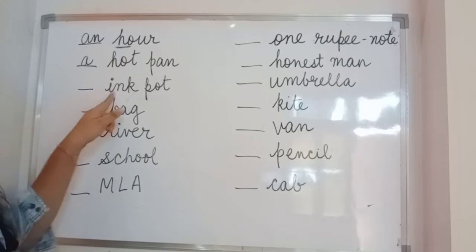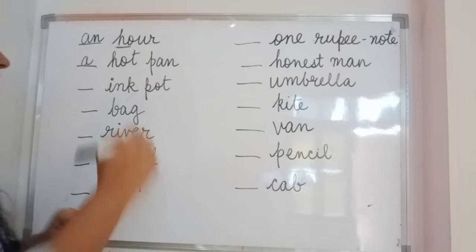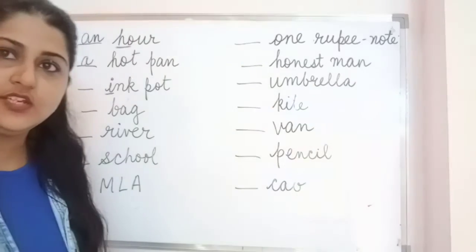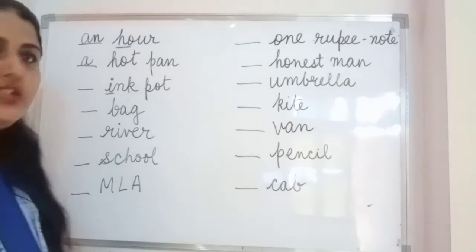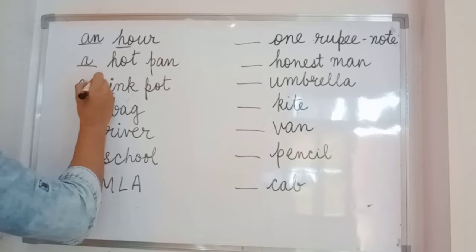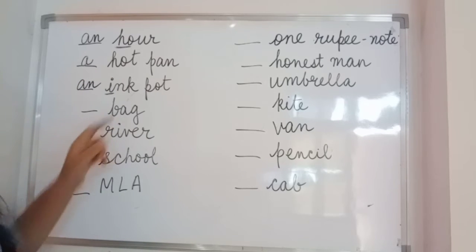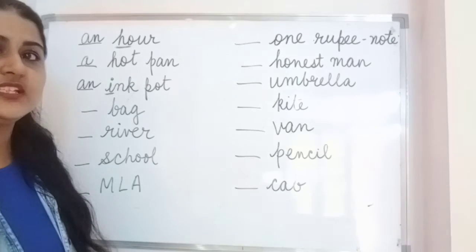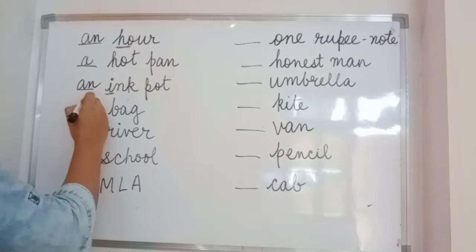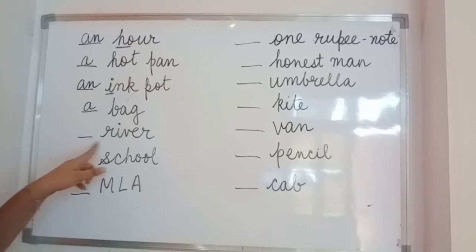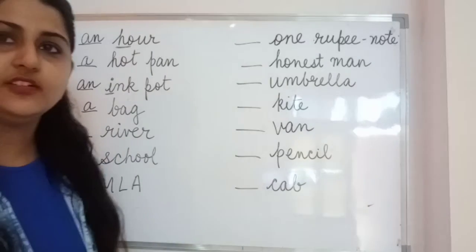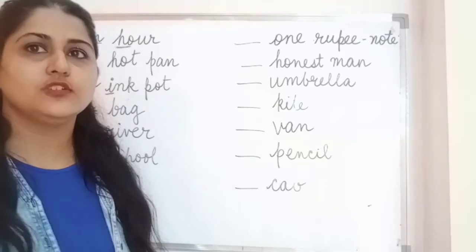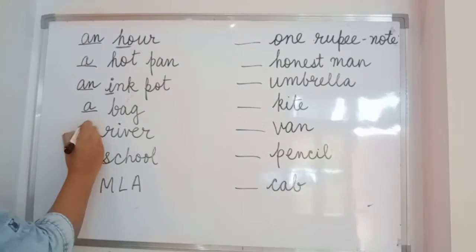Then comes ink pot. Here the first letter is a vowel, and along with that, as we pronounce it, the sound is also a vowel. So we will use an. Then bag. B sound. B means it's a consonant sound, so we will use a bag. River. It's starting with a consonant and the sound is also consonant. So we will use a river.